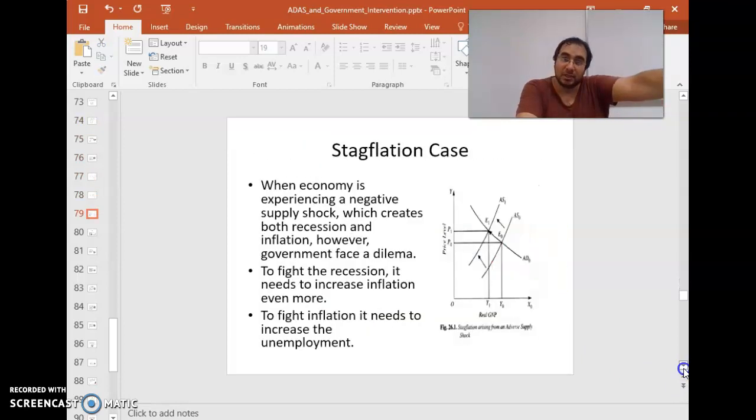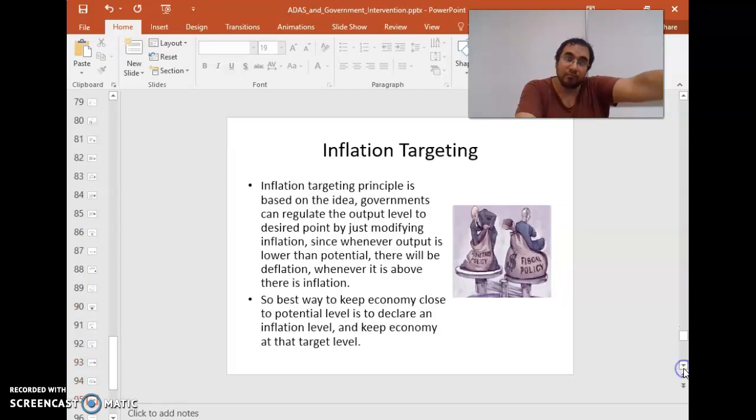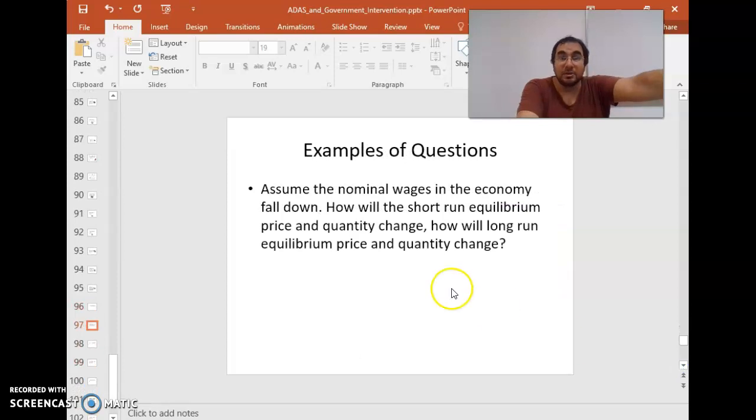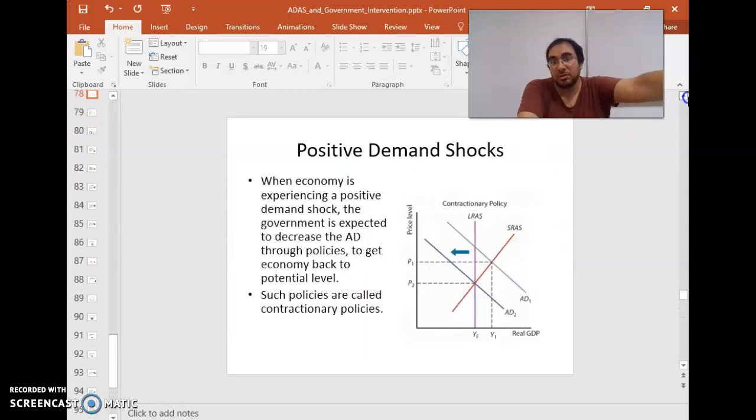The next question. Assume nominal wages in the economic system fall. How will the short-run equilibrium point and price change? How will the long-run equilibrium point and price change?